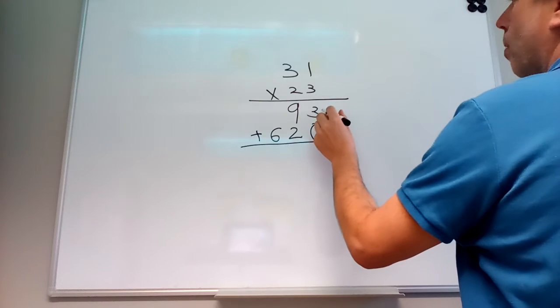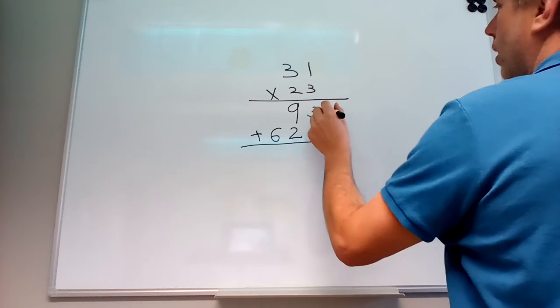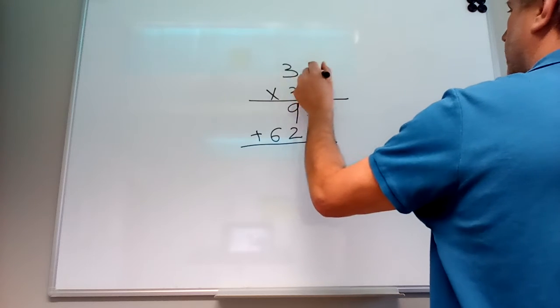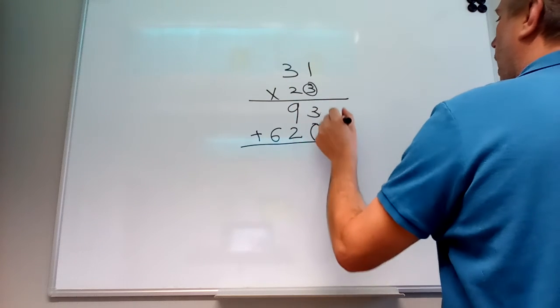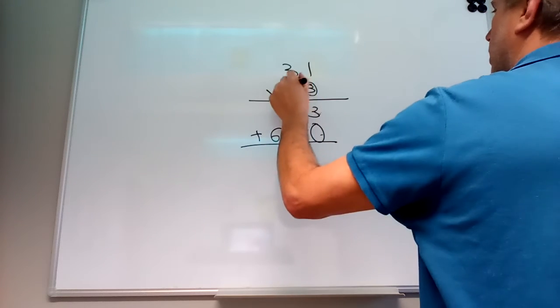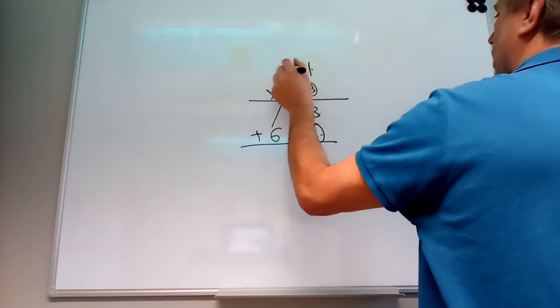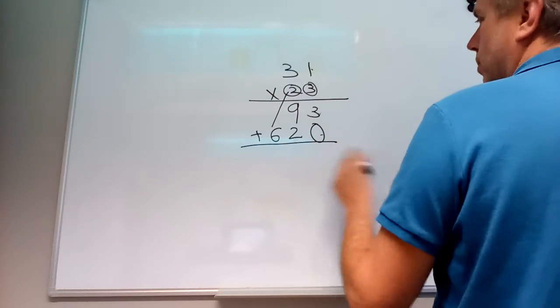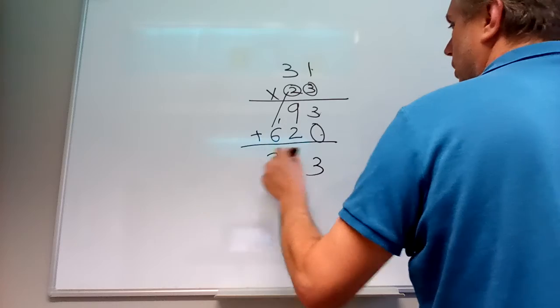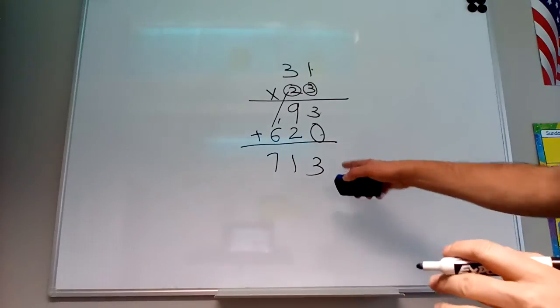Sometimes you'll hear this called a partial product, and this is a product of this number multiplied by this number, and this is a partial product, which is basically this number multiplied by this number. And then when you add them together, you get your product, your full product. So that's the answer. Okay?